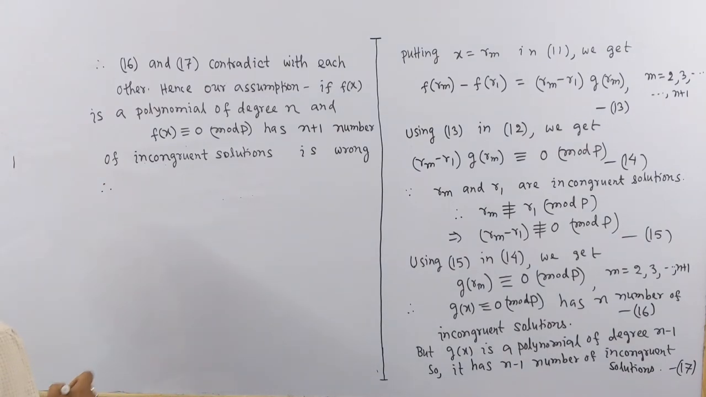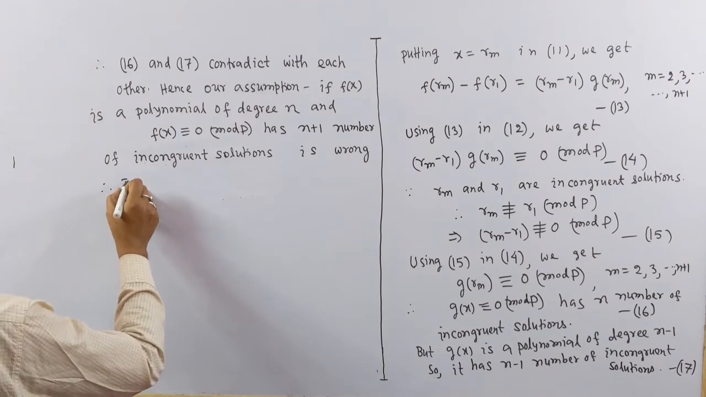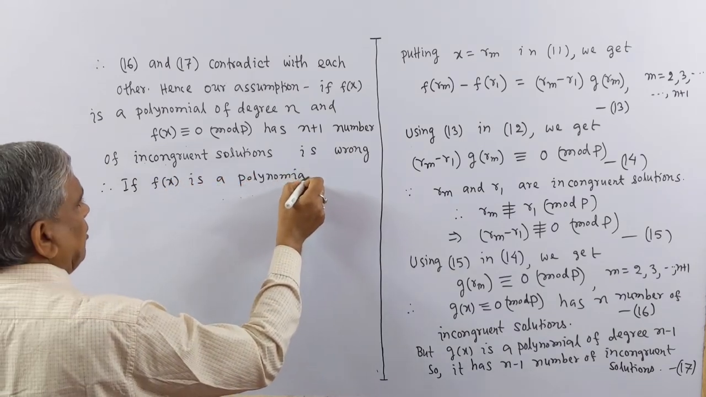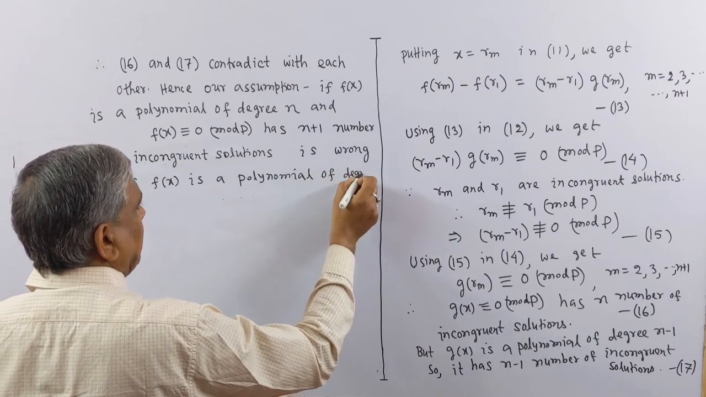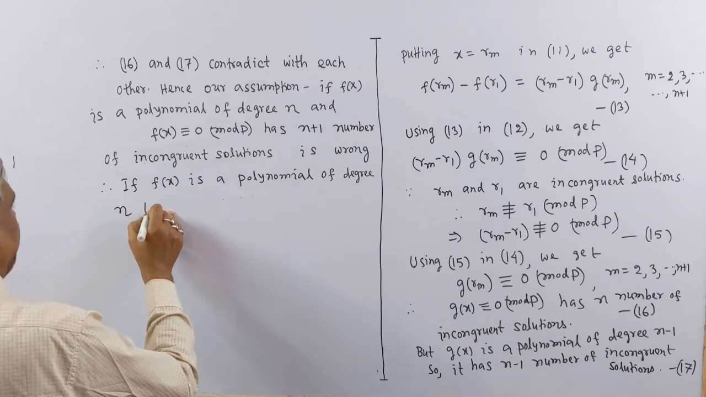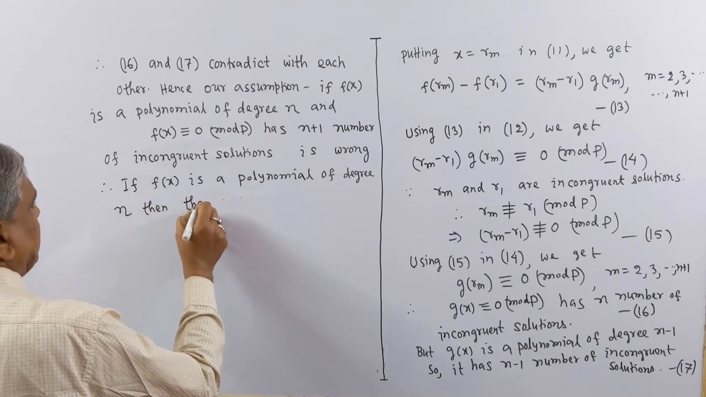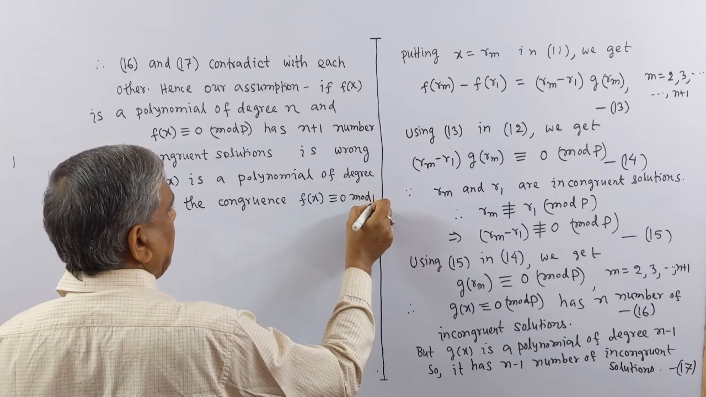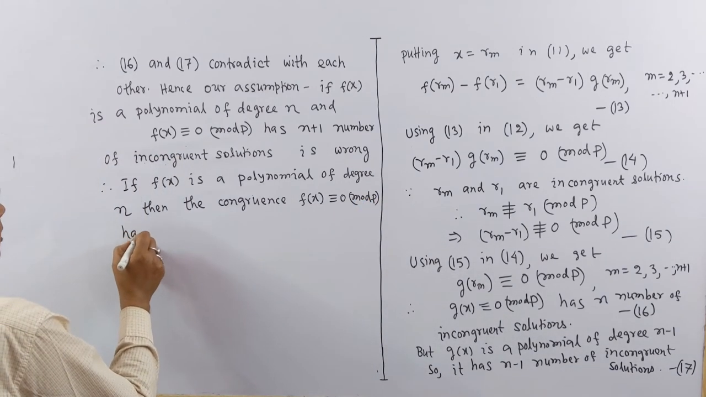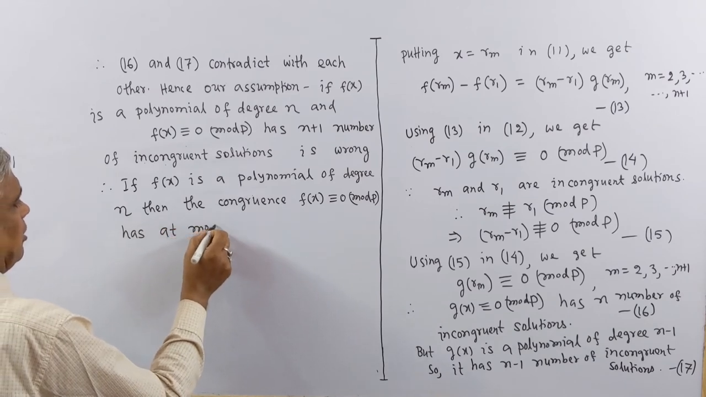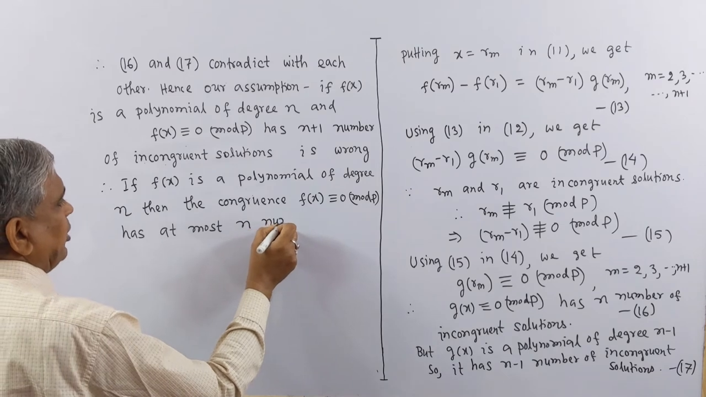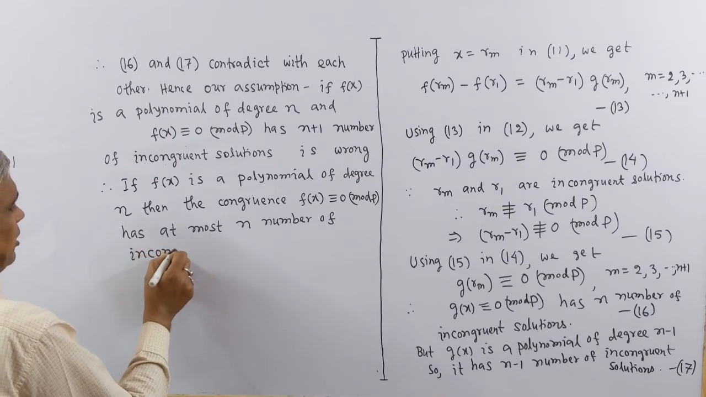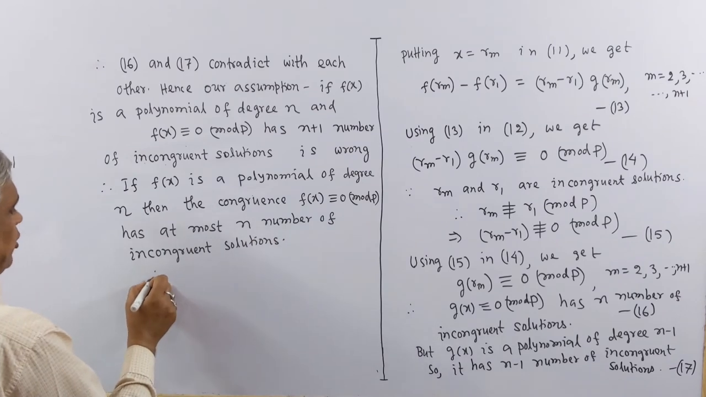Therefore, if f(x) is a polynomial of degree n, then the congruence f(x) is congruent to 0 modulo p has at most n number of incongruent solutions. Therefore, the theorem is proved.